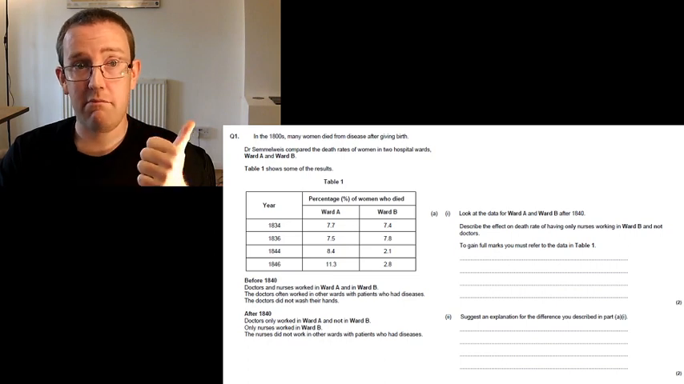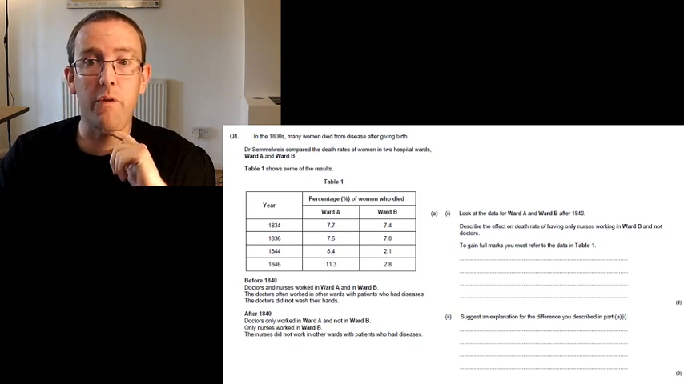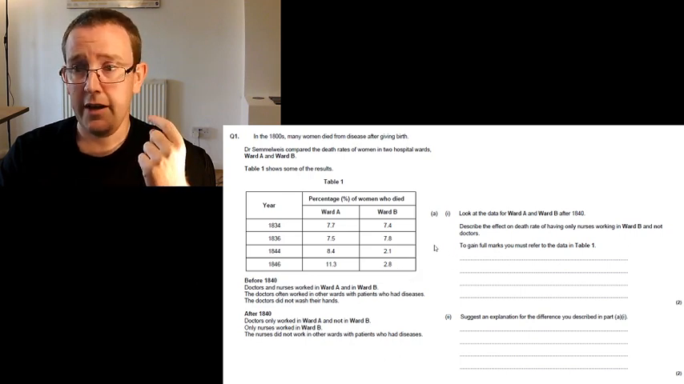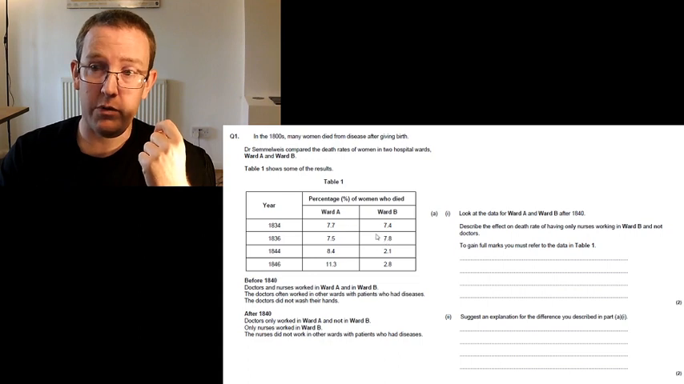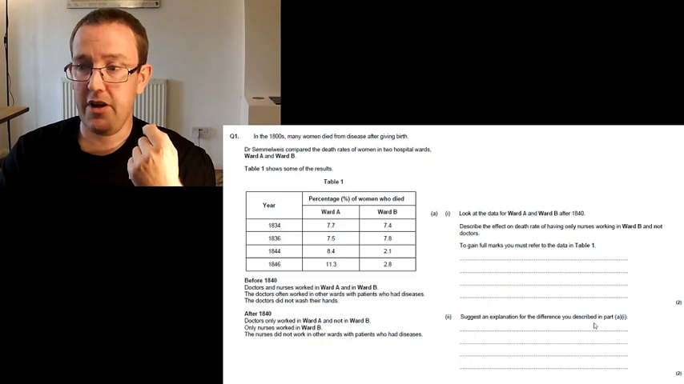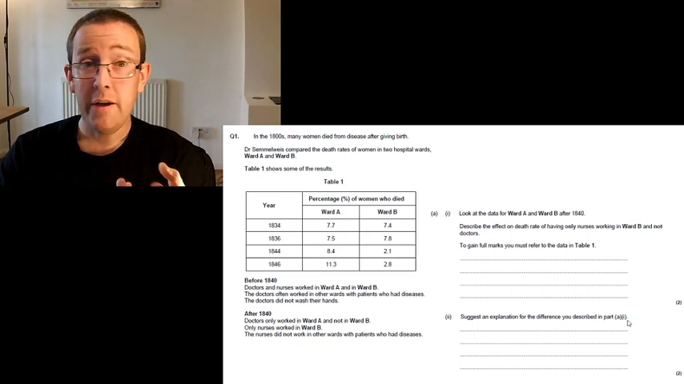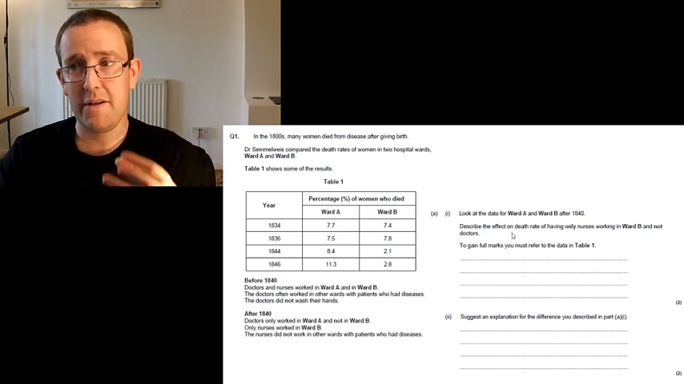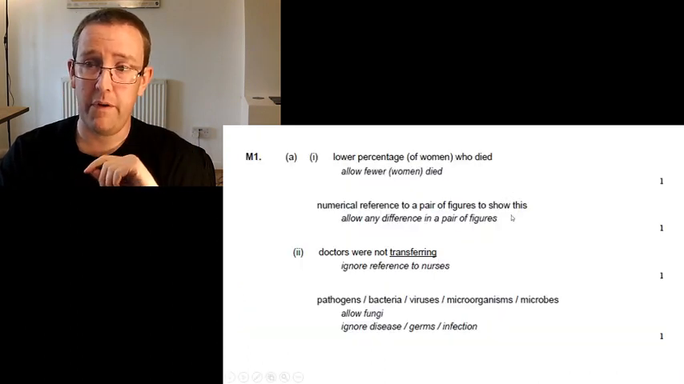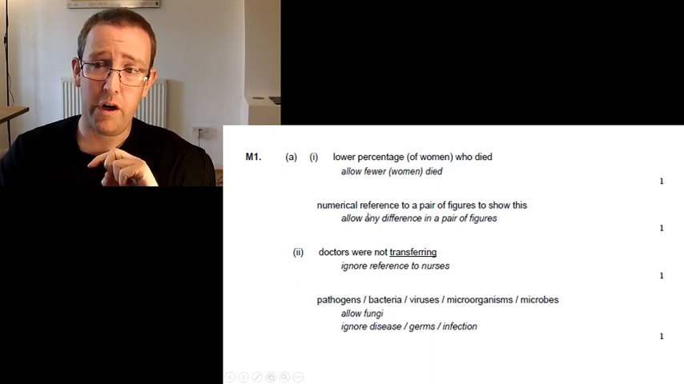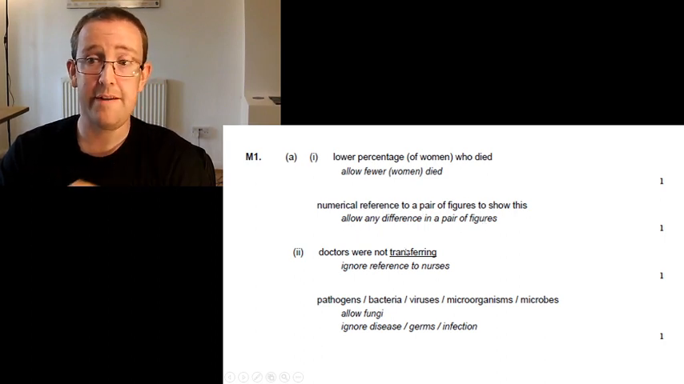Okay, that's good work, right? So we've obviously got a mark there for a decrease in the death rate. And what's the data? Well, you would state 7.8 down to 2.1, and that's your other mark. And then suggesting an explanation for the differences you described in A part I were all the things we've talked about in the previous lessons. The doctors wouldn't be bringing in various pathogenic organisms, and I want to be very specific about the mark scheme here. So lower percentage of women dying is 1 mark, and a numerical reference to a pair of figures to show this. Any reference that shows what you were talking about is fine.